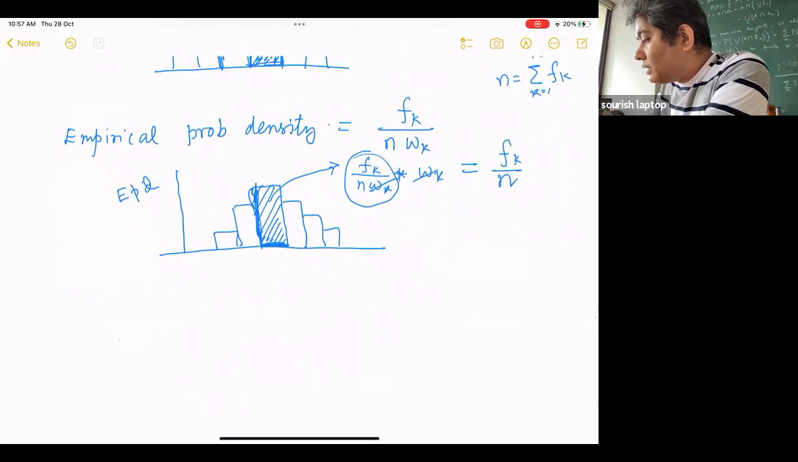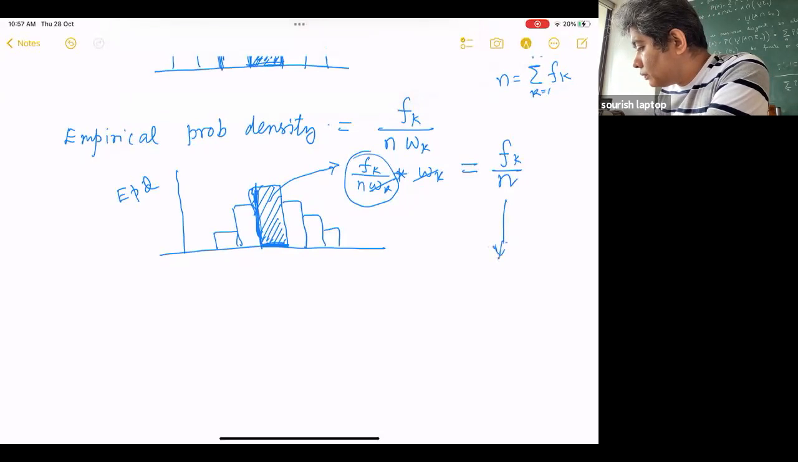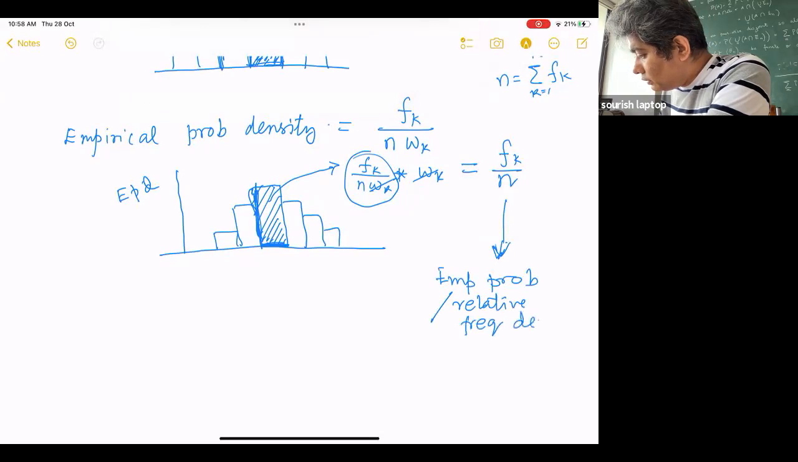So your area is the relative frequency. This is also known as empirical probability, and it is also known as relative frequency density.